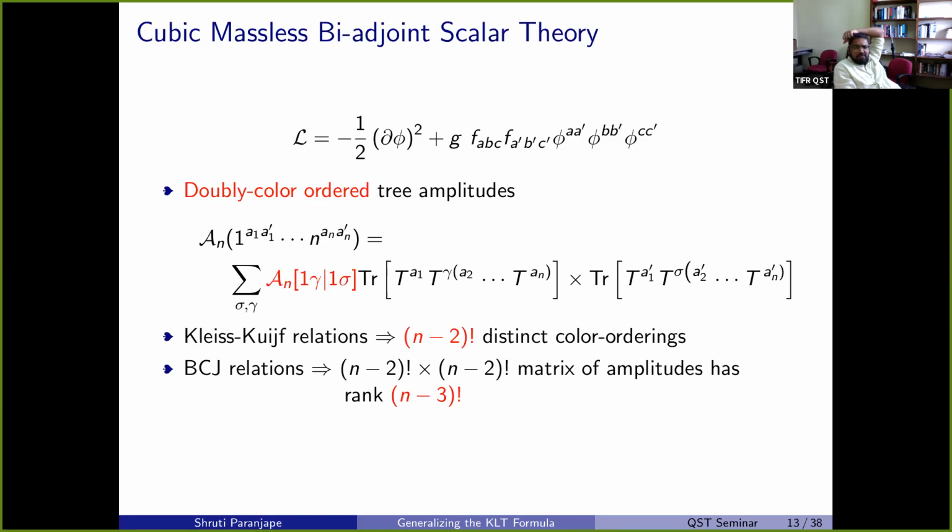I thought these relations would come from the matrix relations, when the number of particles starts becoming close to the rank of this matrix, the color rank. Sort of the first case of interest will be 3-point, where you won't have any relations. And the second will be 4-point, where you'll have one relation.